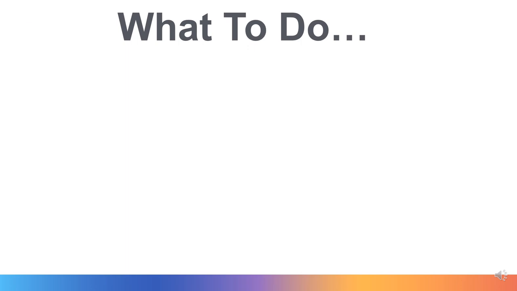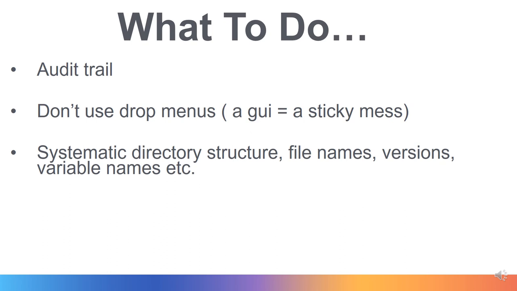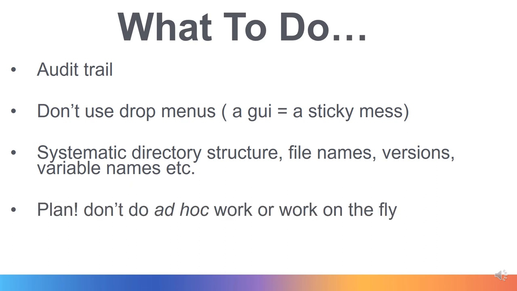What to do? First, always have an audit trail. Second, don't use drop-down menus. A GUI will land you in a sticky mess. Write out the commands you need for data wrangling operations and the commands you need for data analysis operations. Have a systematic directory structure. Have a convention for file names and for variable names, and pay attention to version control. That helps you keep track of things.